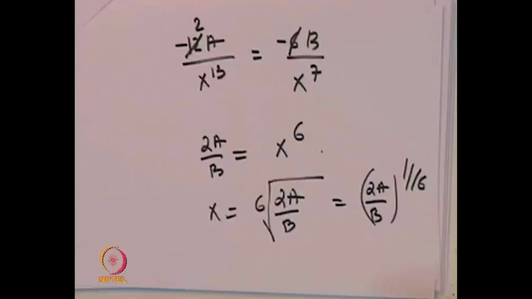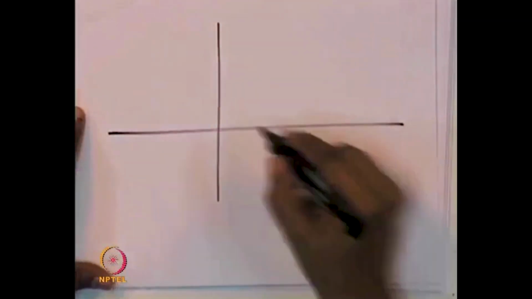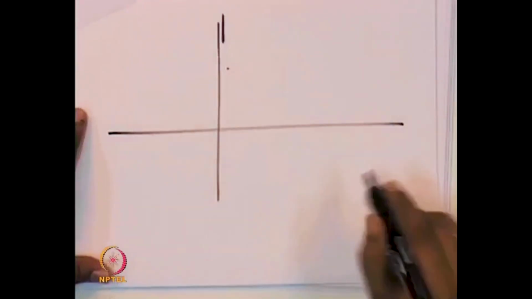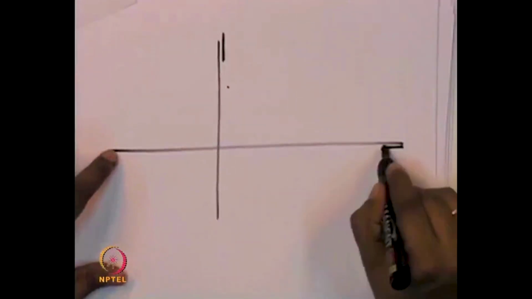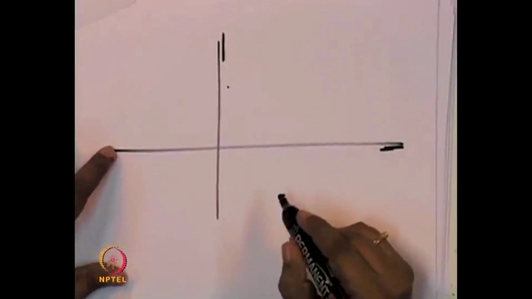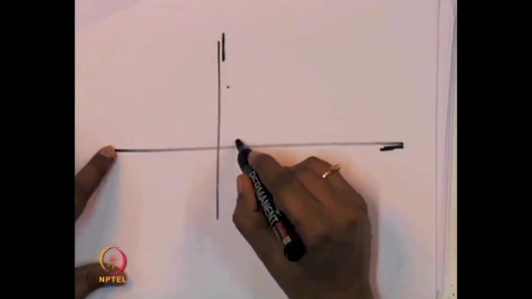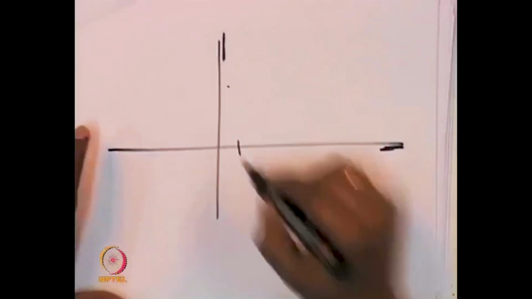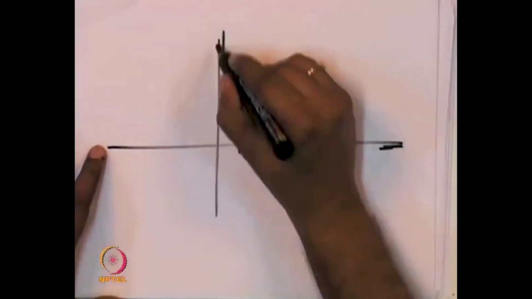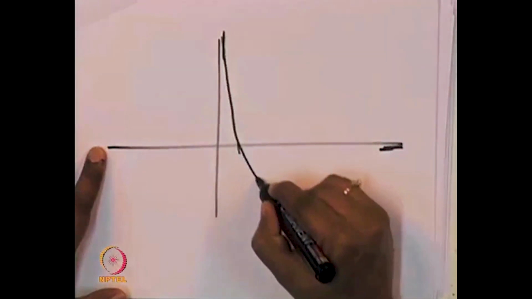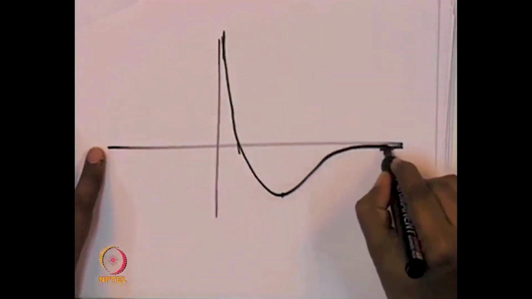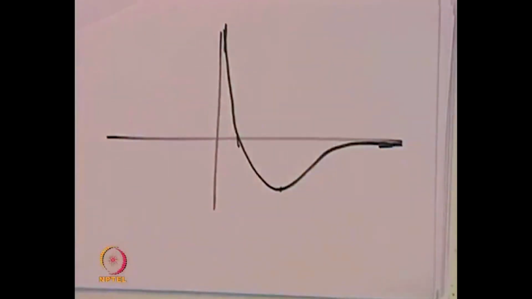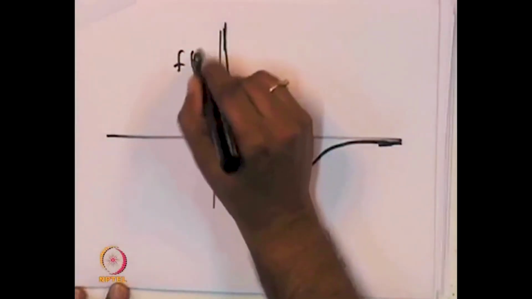So, we learned a few things. At x equal to 0 the function is infinity, so the function should go to infinity. At x equal to infinity, it should go to 0, and there is a minimum somewhere here. We also learned that it crosses 0 here. If you combine all this information, it crosses 0, there is a minimum here, and it goes to 0 like this. So, you will get something like this as f of x versus x.